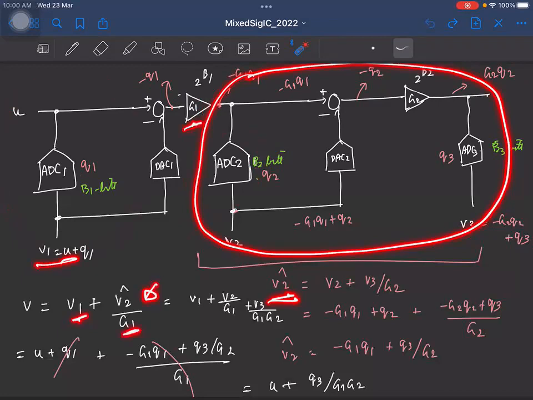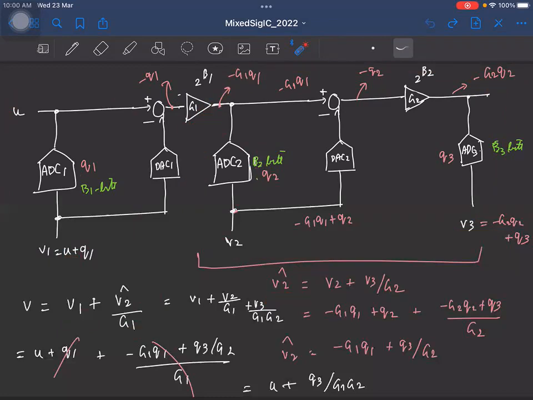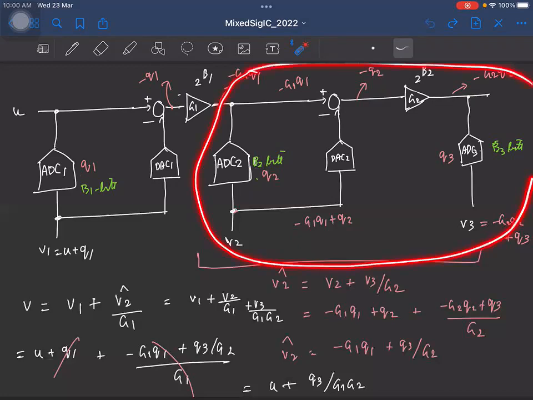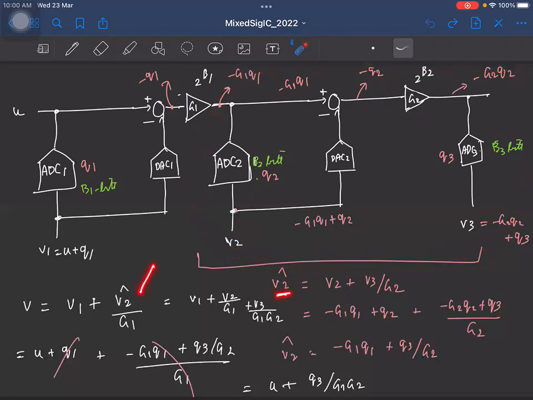That's fine, right? Now if you consider this part alone as another two-step ADC, how do you get this output? You have these two, V2 and V3. The output will be the first stage output, that is V2, plus the second stage output, that is V3, divided by the gain you have here, G2. If you plug in the expression for V2 hat, what you get is V1, the first stage output, plus V2, the second stage output, divided by the gain it sees before, that is G1, plus the third stage output, V3, divided by the gain it sees before, that is G2 times G1.